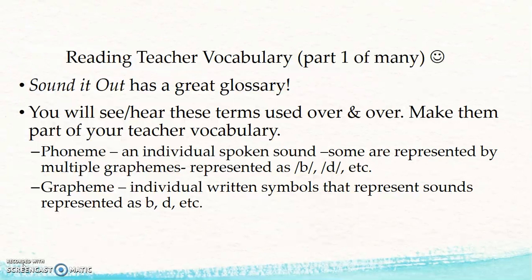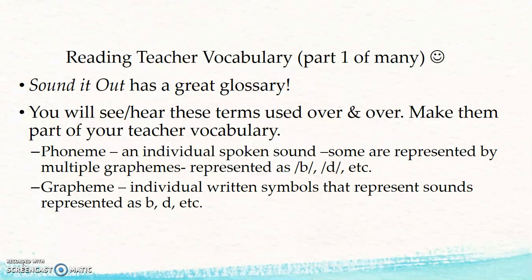So the first term that we're going to talk about is phoneme. A phoneme is an individual spoken sound, such as /b/ or /d/ as in dog, or the short a sound, /a/ as in pat. Some of these phonemes are represented by multiple graphemes, such as th in think, which is represented by th. And when you write a phoneme, it's represented as the letter that makes the sound between two slashes. So for example, the b sound as in bat is represented by a B between the two slashes. A grapheme is the symbol that represents the sound.